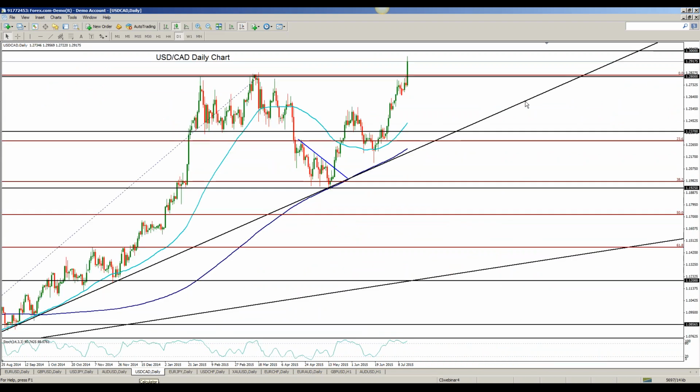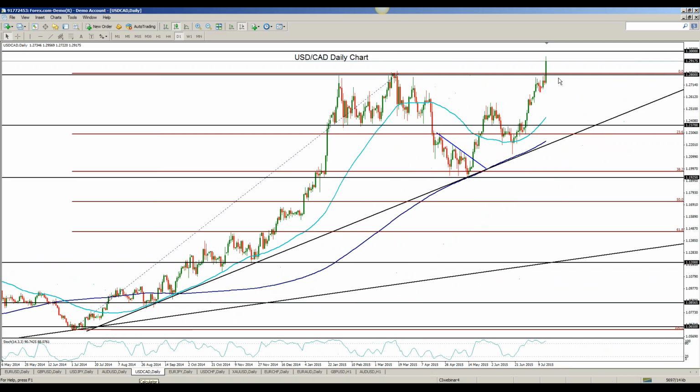The big news, dollar Canada. Today, the Bank of Canada lowered its interest rate to 0.5%, and therefore that weakened the Canadian dollar. Also, weak oil weakens the Canadian dollar. Also, as I mentioned, the U.S.